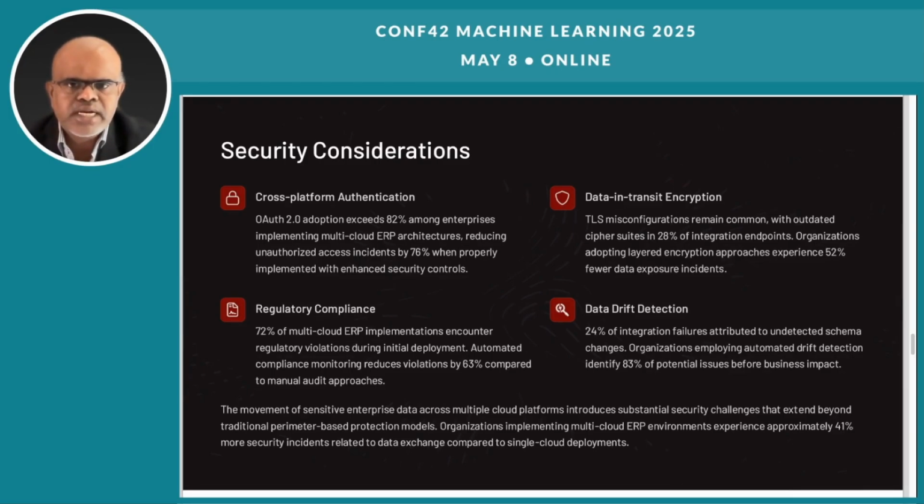The last one is data drift detection. 24% of integration failures are attributed to undetected schema changes between these multiple cloud ERP systems. Organizations employing automated drift detection identify 83% of potential issues before they impact the business.